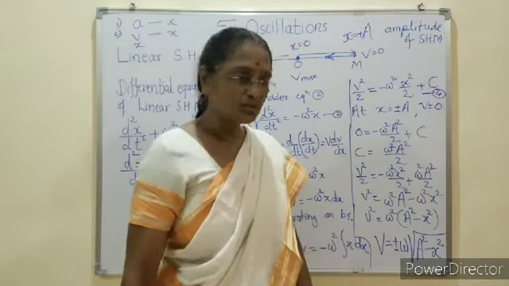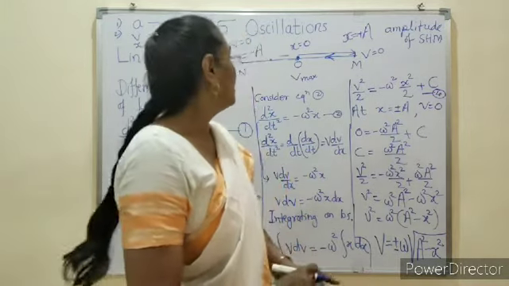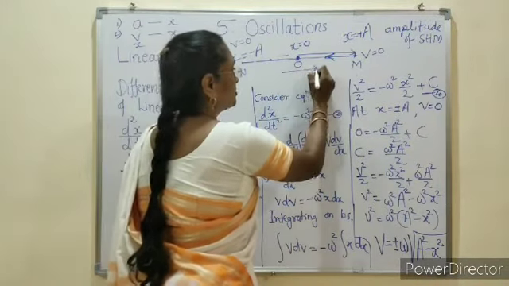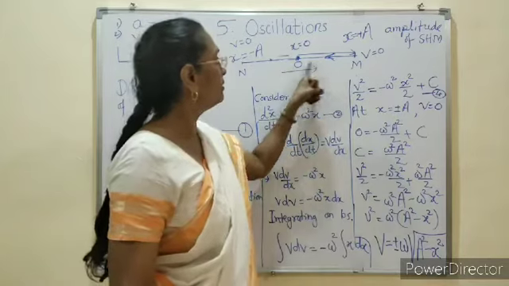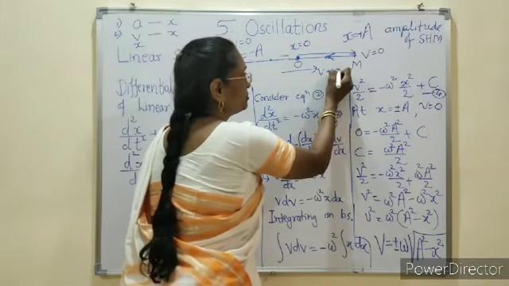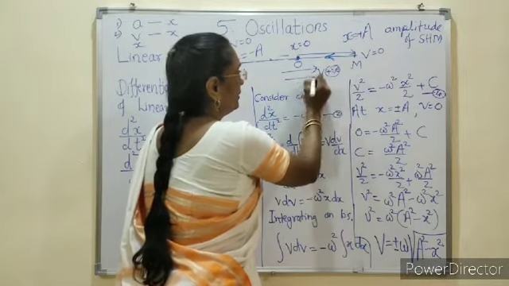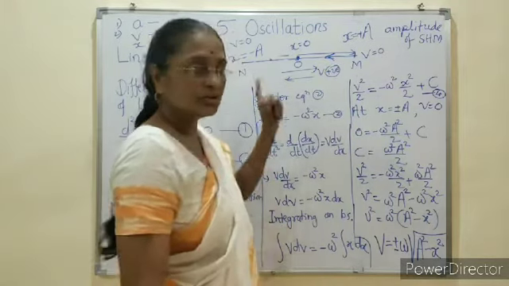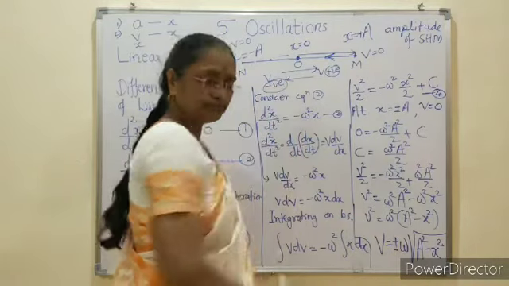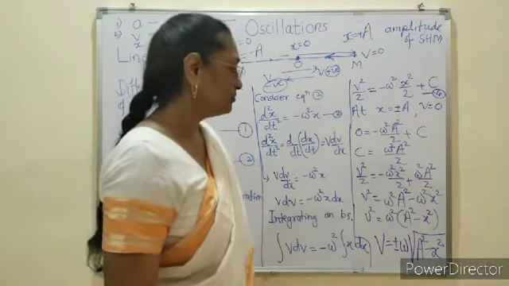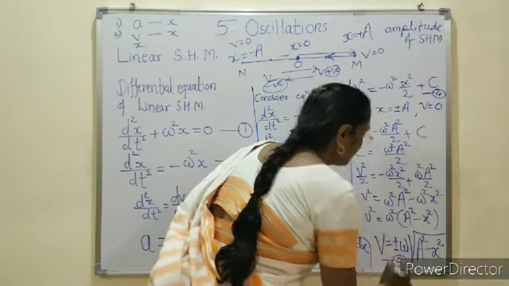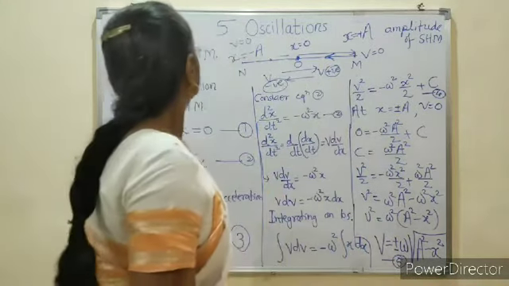Plus or minus signs we have to use in this case: when the particle's displacement is towards the right, velocity can be taken as positive, and when it is towards the left, it can be taken as negative. So this is about the expression. This expression we note as equation number 5.